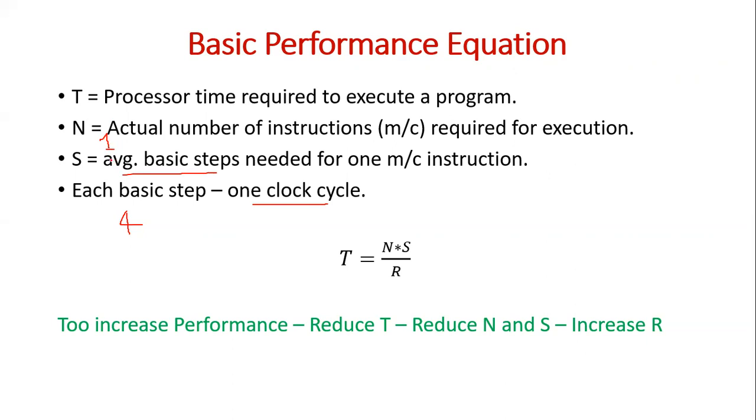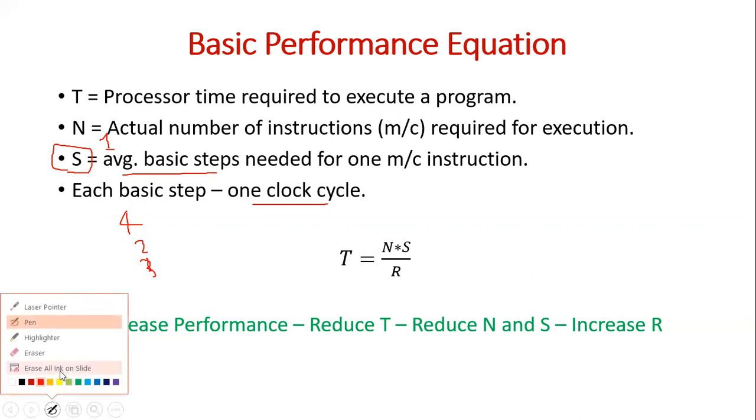But pipelining is possible. By pipelining, the effective value of S will reduce. When you execute serially, there may be four basic steps, but when you use pipelining, in each clock cycle you may be executing 2-3 instructions. So obviously the effective value of S will come down.